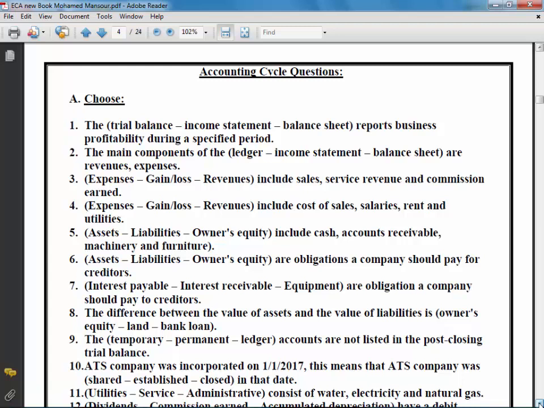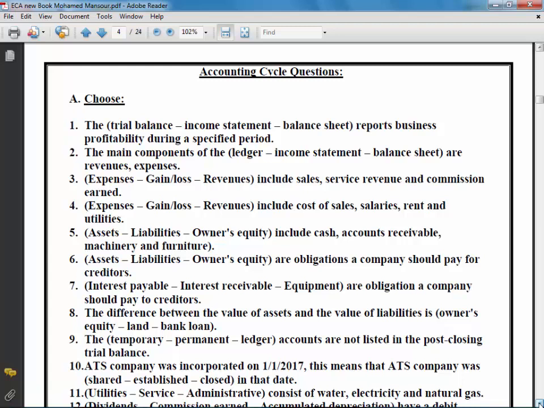The trial balance, the income statement, the balance sheet reports business profitability during a specified period. What is the statement which reports profitability? I'll have the profit or loss at the end of the year. Of course, the answer is the income statement.